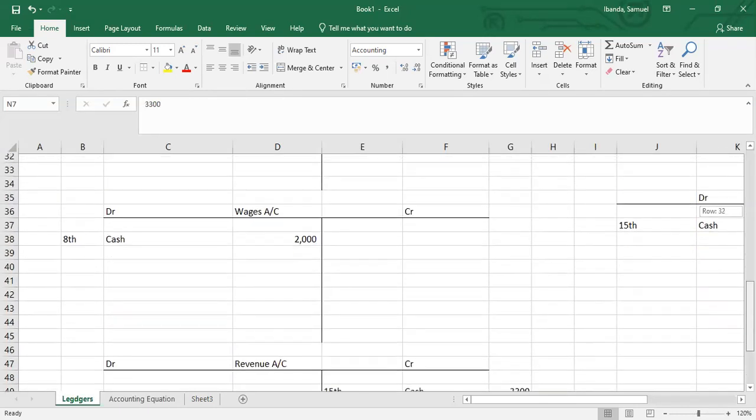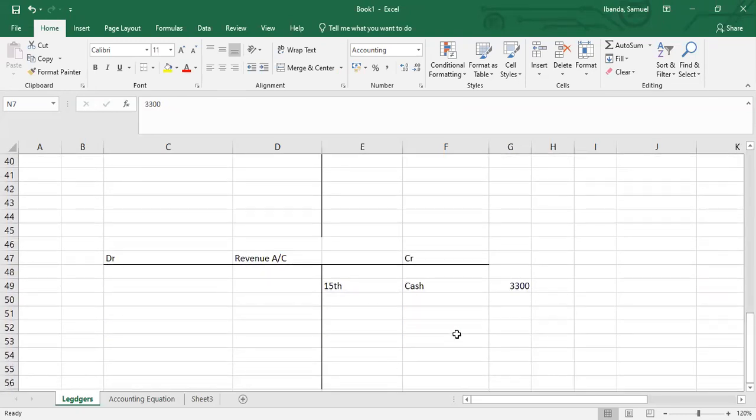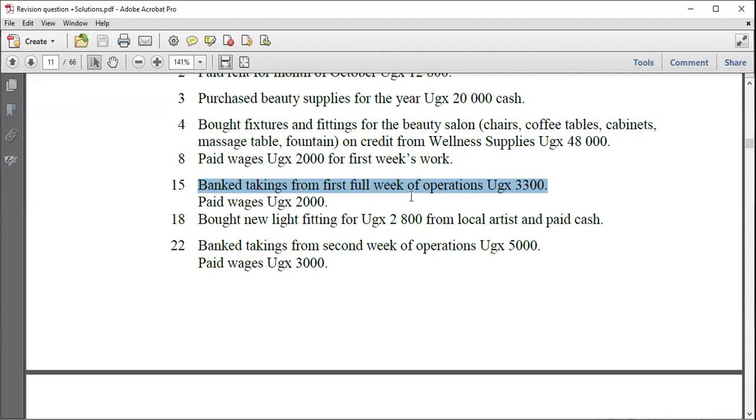The reason why I passed this through the cash book or the cash account is because, from what we are seeing in the question, by them saying that these takings were banked full week takings, this business works in cash. But then this money at the end of the week was taken to bank. So I just wanted to make sure that we reflect the two transactions, okay?